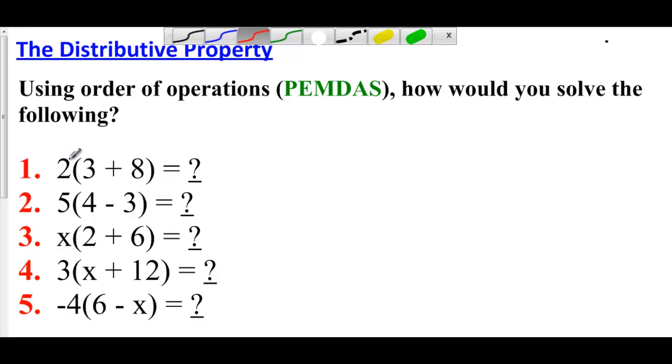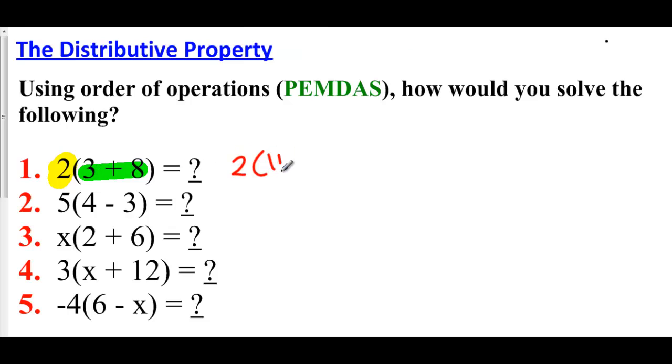Distribution is like here, where we have a number on the outside and then pieces on the inside. Now order of operations says for something like this, 3 and 8 can be combined. So we have 2 times 11. The 3 and 8 become 11. We say, well, that's easy. That's 22.